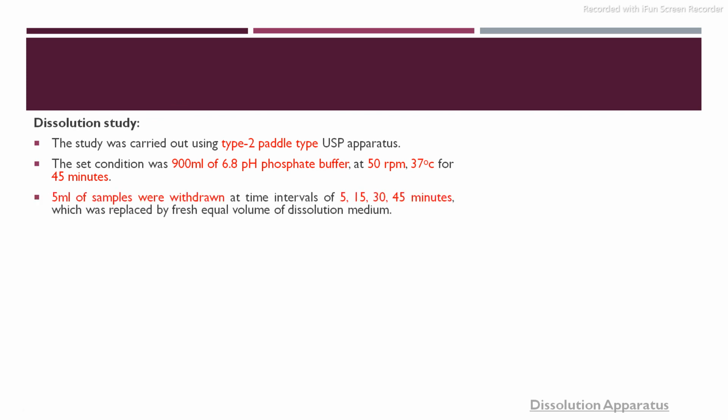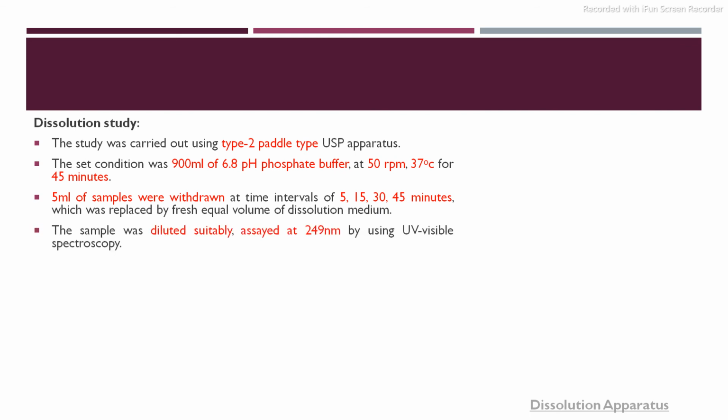So 5 ml of the samples are withdrawn at the intervals of 5, 15, 30 and 45 minutes. After 5 minutes, once you start the dissolution apparatus, we are going to pipette out 5 ml of the sample and replace it with fresh dissolution medium. Then again after 15 minutes we are going to take another 5 ml and again add 5 ml of the dissolution medium. In this way, up to 45 minutes we are going to take the samples.